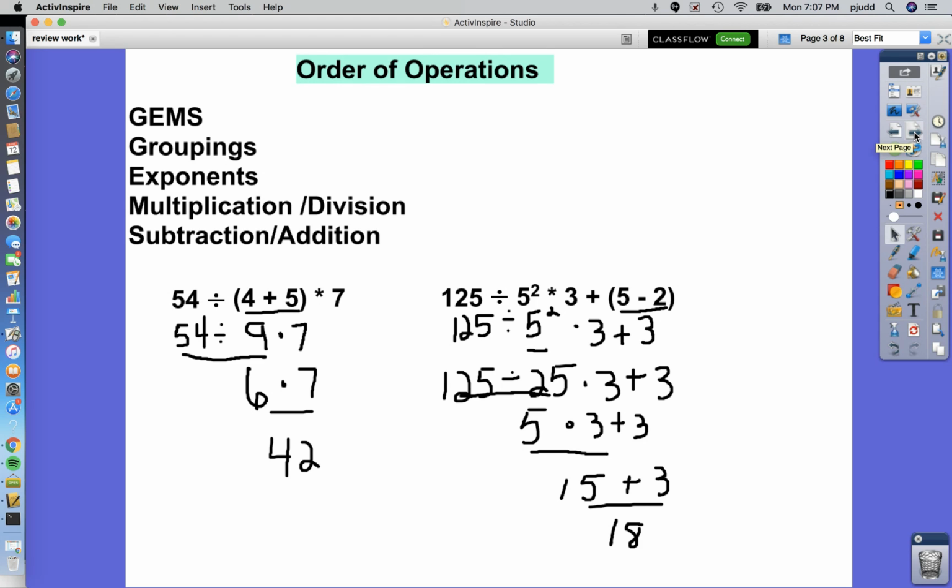And also make sure your name is on your paper. Double check it right now to make sure your name is at the top.